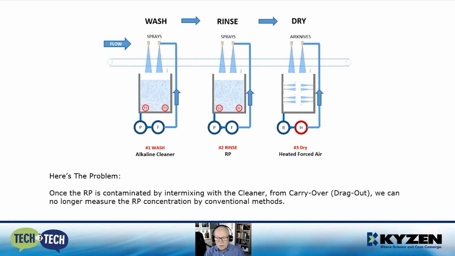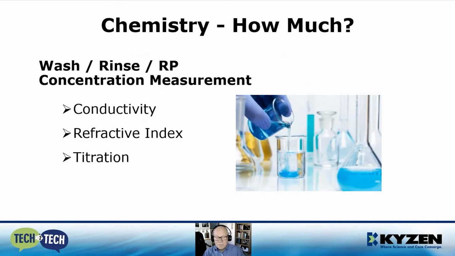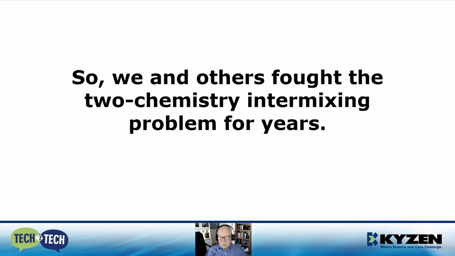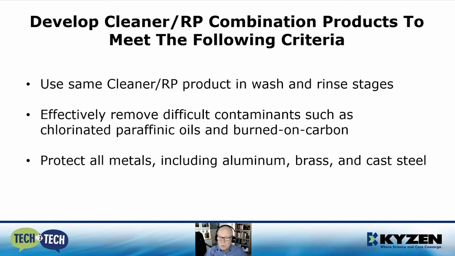Here's the problem. Once the RP in tank 2 is contaminated with the cleaning chemistry from tank 1 by carryover or drag out, no longer can we use the normal concentration measurement methods, which are conductivity, refractive index, and titration. There are others, but these are the industry standards. Once you intermix products, these generally cannot be used. And you need to know the concentration of your RP in the RP tank because that's what protects your parts. So we and others fought the two chemistry intermixing problem for years.